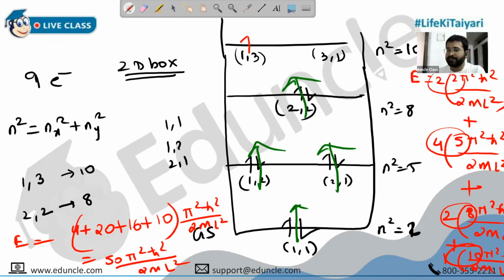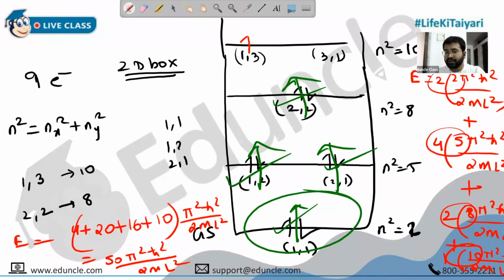Suppose I would have given you 4 spinless electrons. Then 1 will be here, 1 will be here, 1 will be here, 1 will be here. 2 cannot be in the same states basically. So this is how it works for spinless. If I had bosons, then all of them will be in the ground state. So that you already know.